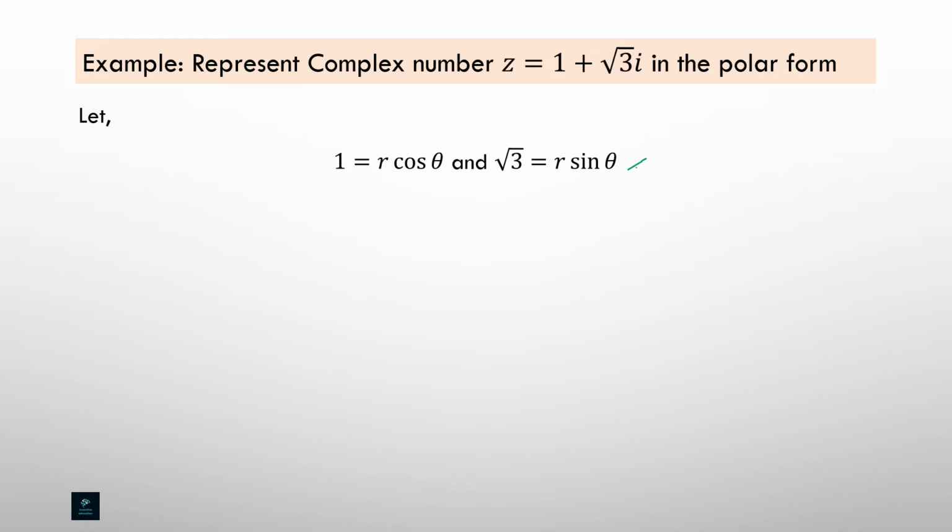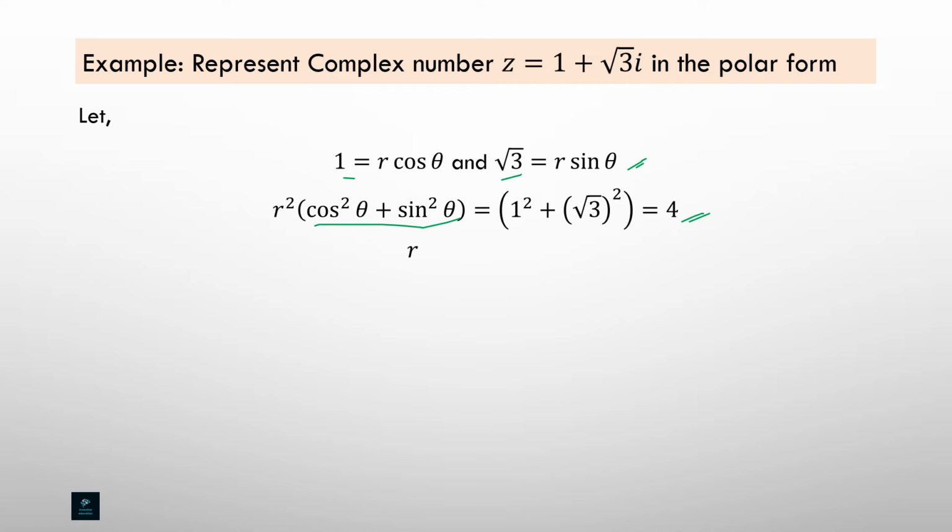Then we can square and add these two equations to get r squared times cos squared theta plus sin squared theta equals 1 squared plus root 3 squared. This is equal to 4. Now cos squared theta plus sin squared theta is 1. Therefore r squared is equal to 4 and r equals 2. We have obtained a value of r as 2.